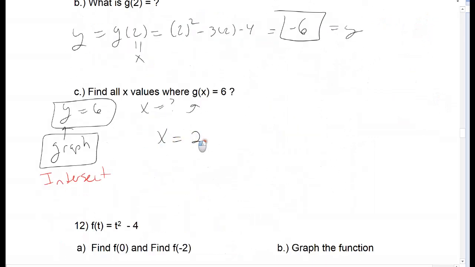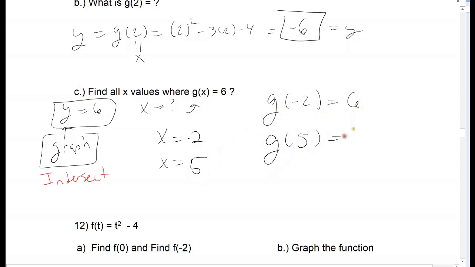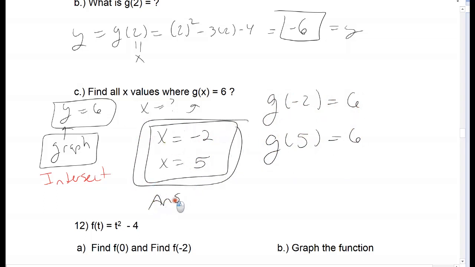Alright, so there's 2 answers for the x value, -2 and 5. That means if I take g, plug in -2, I should get 6 out. And when I take g, I plug 5 in, I should also get 6 out. And that is true. When I plug -2 in, I get 6 out. So you can always kind of check your answer. That's my answer. And then the check is, well, when I plug in -2, do I get 6 out? When I plug in +5, do I get 6 out? And so yes, those do both check.